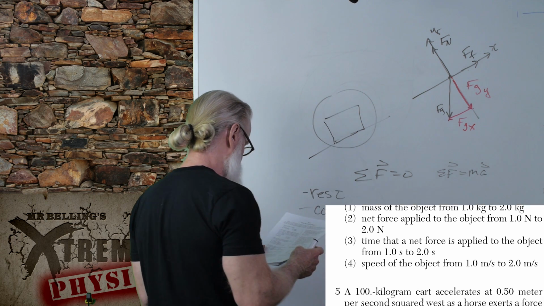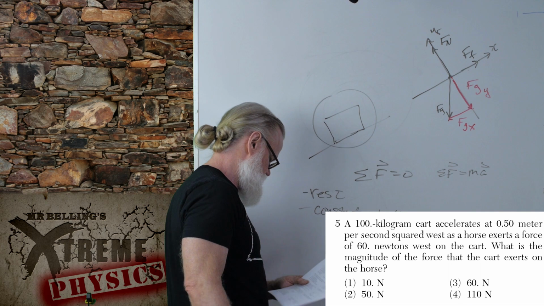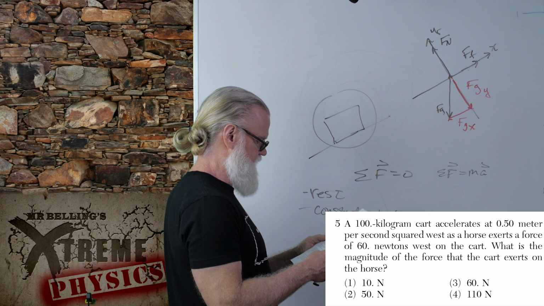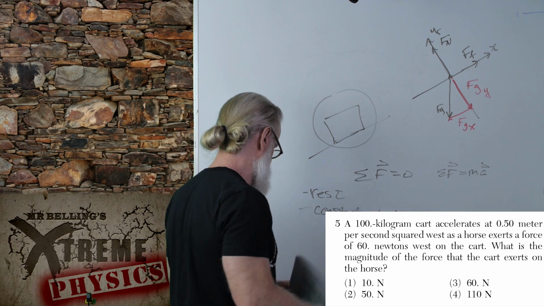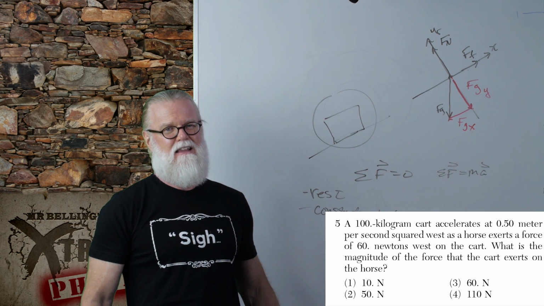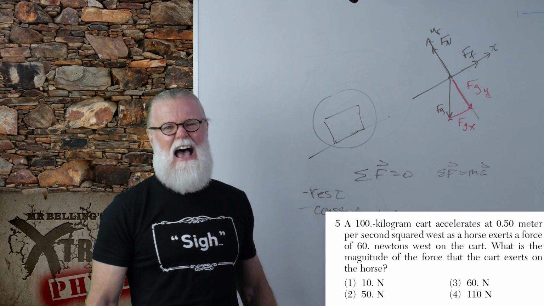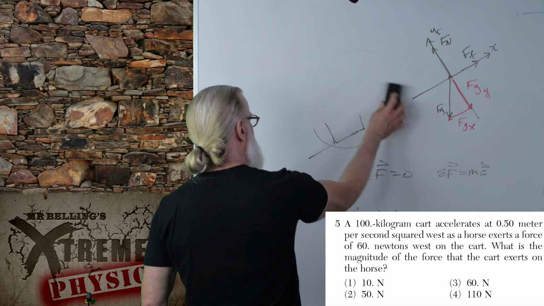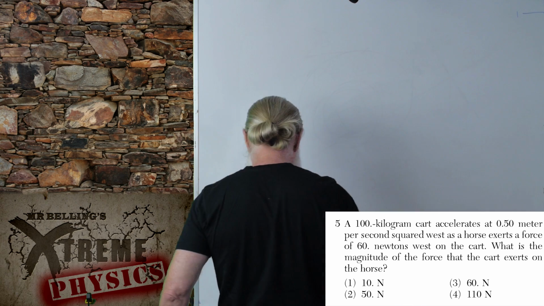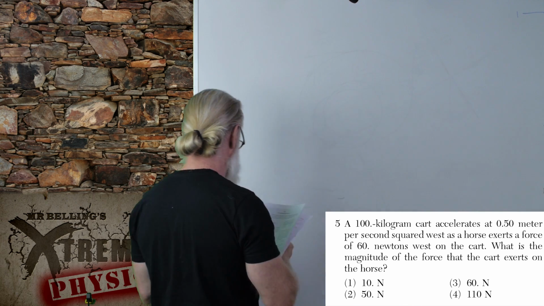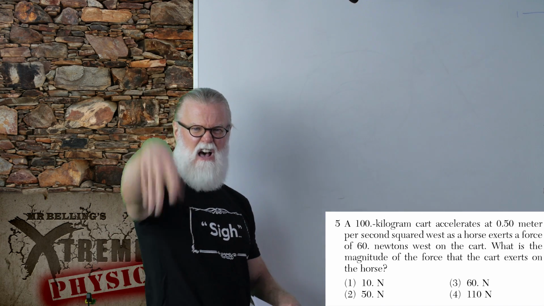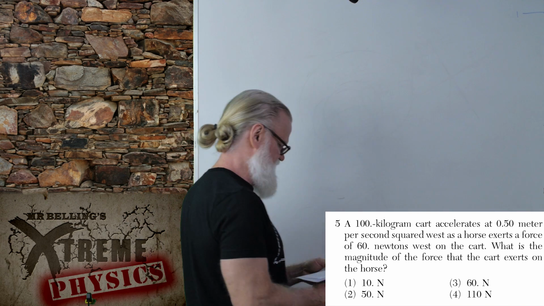All right. 5, a 100 kilogram cart accelerates at 0.5 meter per second squared west as a horse exerts a force. All right, we've got to draw a picture. Make sure you draw pictures. I want to see you let your freak flag art thing fly on this. If you're not drawing pictures, you're just not even trying. You might as well just go home. If you can't draw a picture, I don't even know why you're here. In fact, if you're not drawing pictures now, just leave. Turn this off. You make me sick.